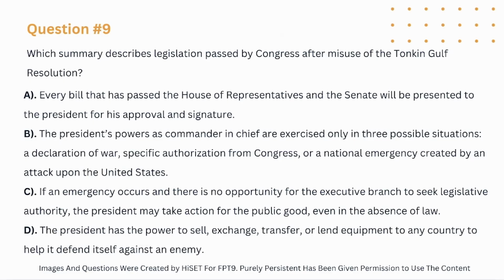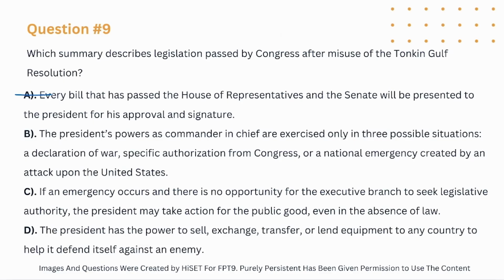Question 9. Which summary describes the legislation passed by Congress after the misuse of the Tonkin Gulf Resolution? Okay, so let's go through this. I hope that you had a chance to answer it. So every bill that has passed the House of Representatives and the Senate will be presented to the president for his approval and signature. That is already taking place. Okay, that was before and that was after.